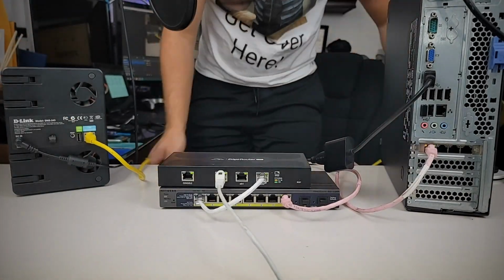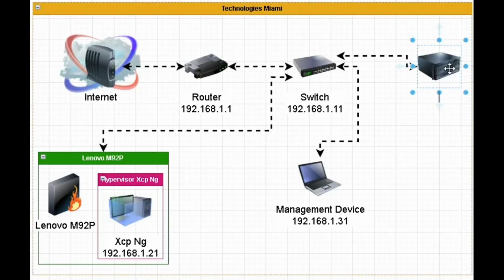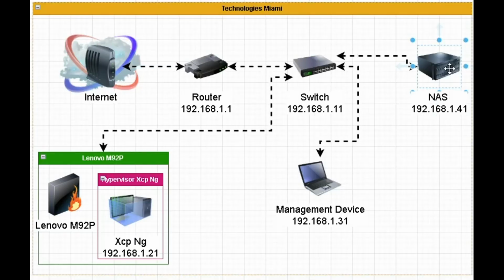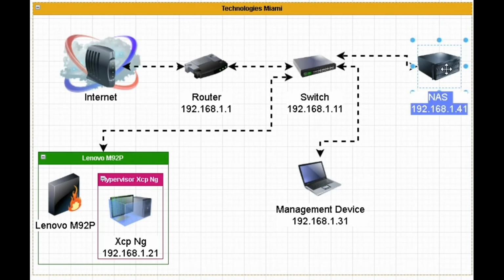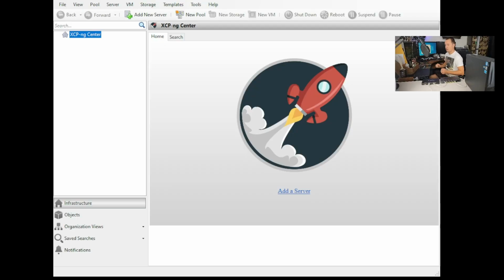192.168.1.31. For XCP-ng, we will need a network share with storage for ISO files. Let's assign the IP address of that storage as 192.168.1.41. And lastly, to easily manage our XCP-ng hypervisor once it's installed, we will need the XCP-ng Center app. We'll conveniently place it on our calculator.